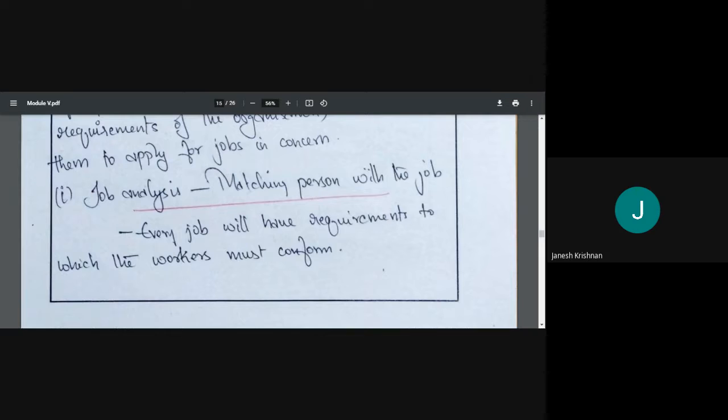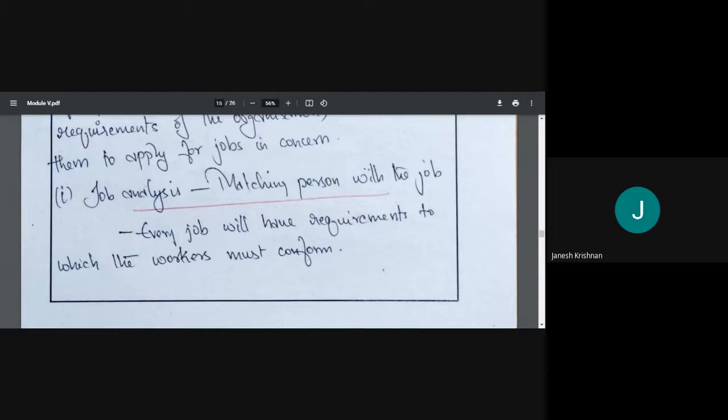So the first thing we have to do is analyze the job. We need to study the job for which we need a person. Only after understanding the job can we understand who will be best suited for it. The first step in matching a person with a job is analyzing the job itself. Just identify what the job is. Analyze the job. That is job analysis.